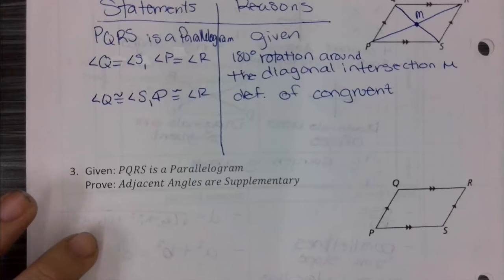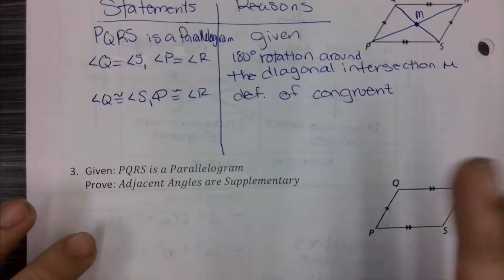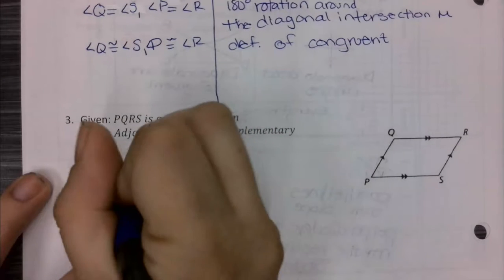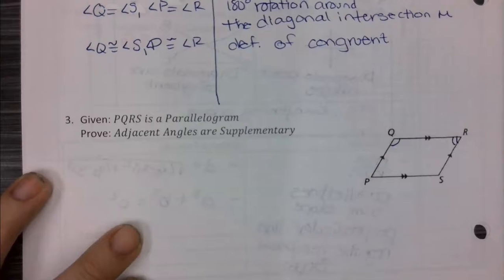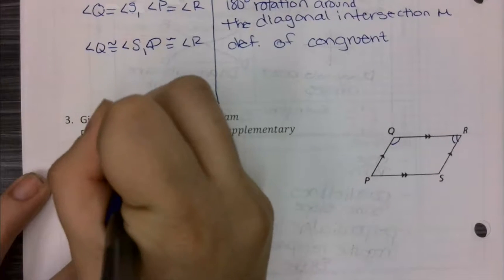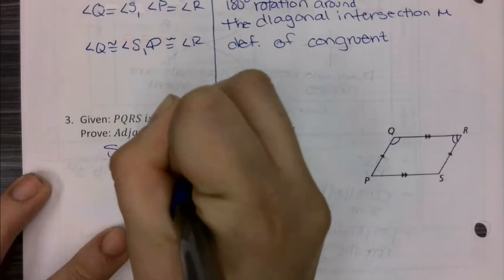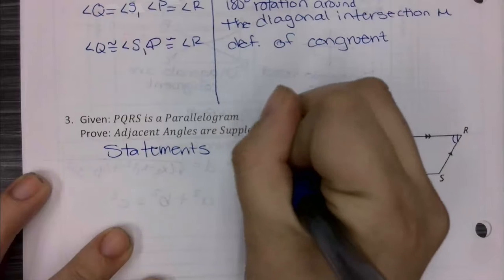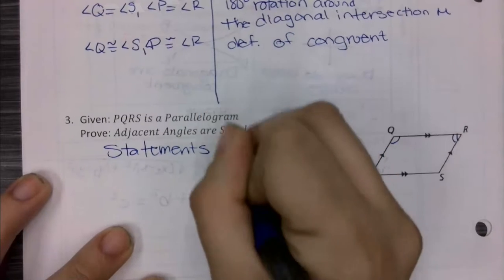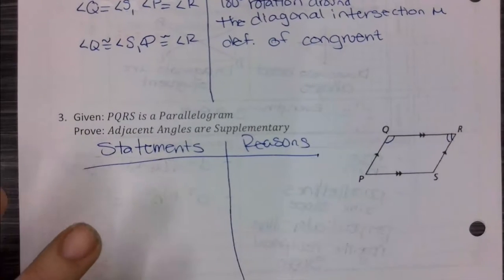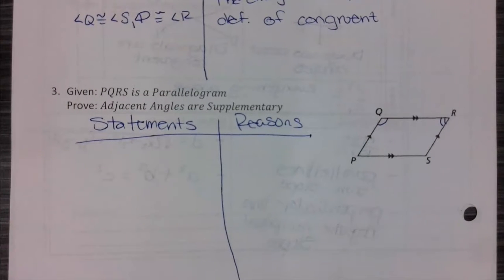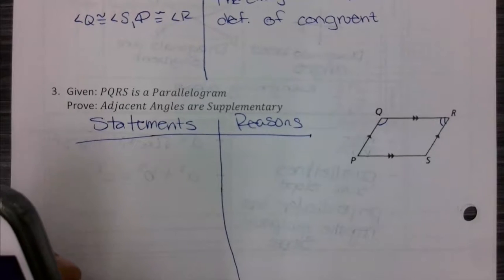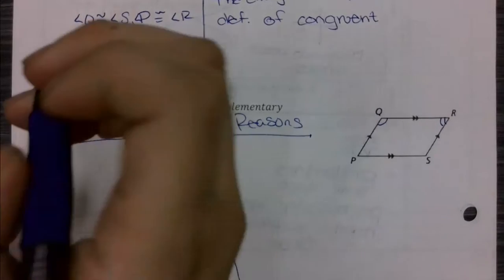Okay, can I move on to number 3 now? Okay. So this one is telling me it's a parallelogram. This time I need to prove that adjacent angles are supplementary. Okay, so I want to start off with what in my proof? Given.